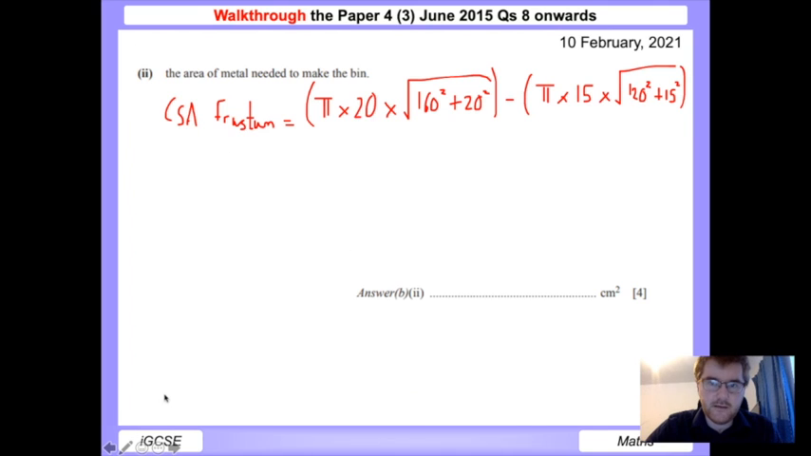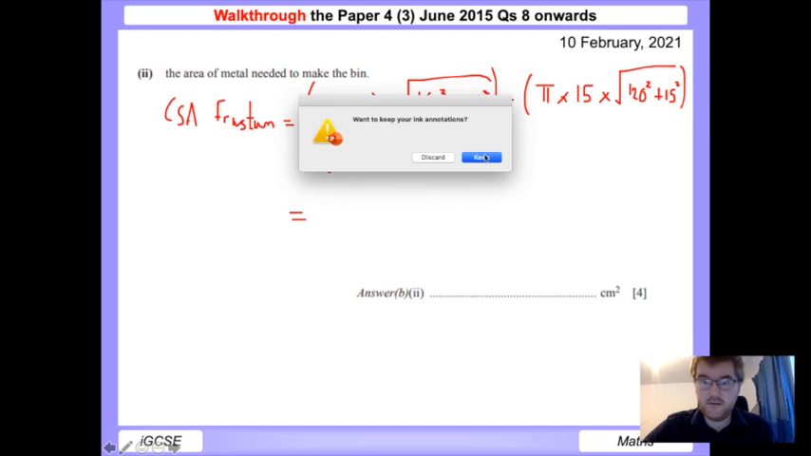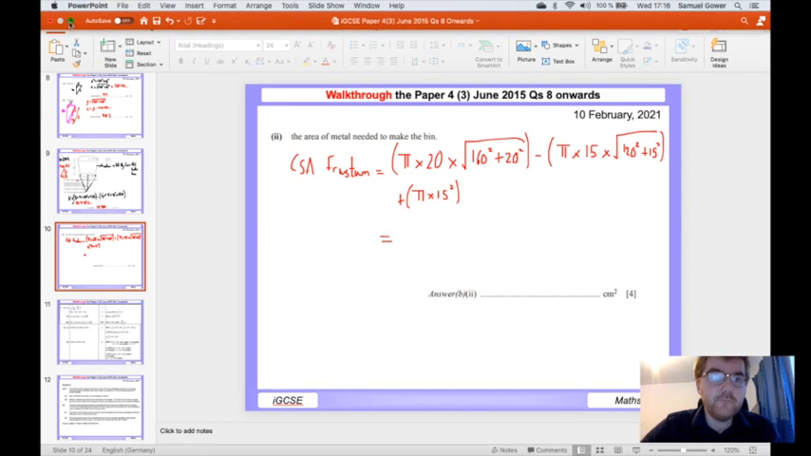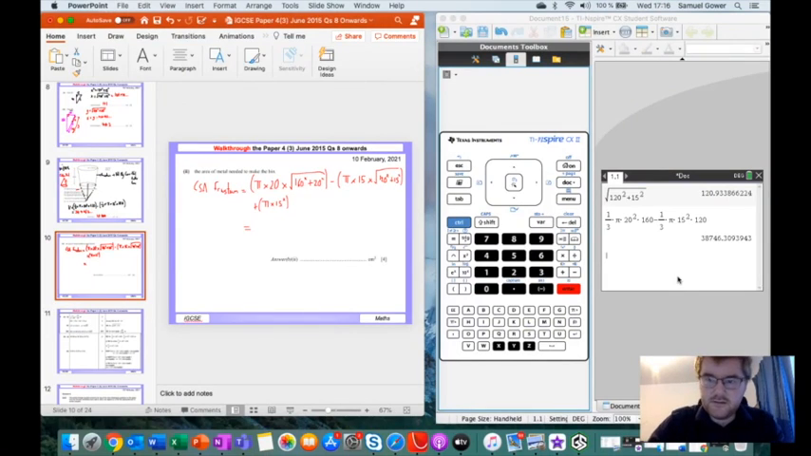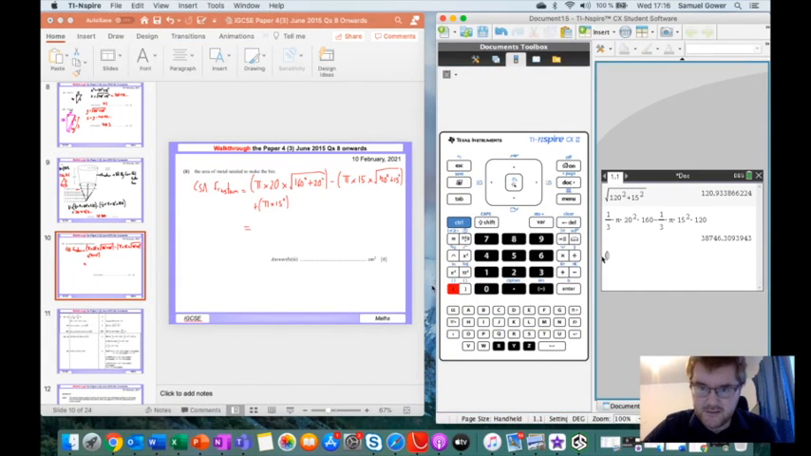So go back, plus 15 squared. And at this point, I'm going to put this all into my calculator. This is all about being very accurate here, making sure we've got everything written correctly. So we go brackets. Let's see how this goes. Pi times 20 times, I'm going to open another bracket, so I'm going to put a square root in. You don't have to do this all in one step, but it's good to get used to being able to do this in one step.